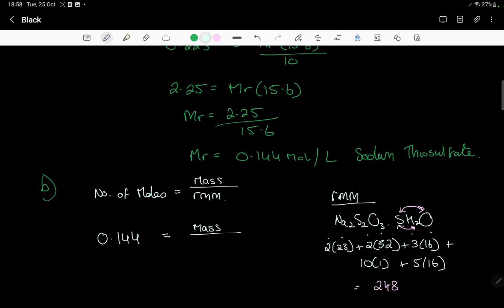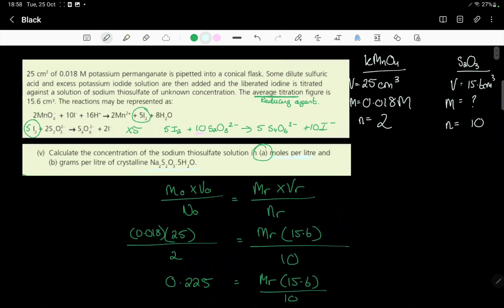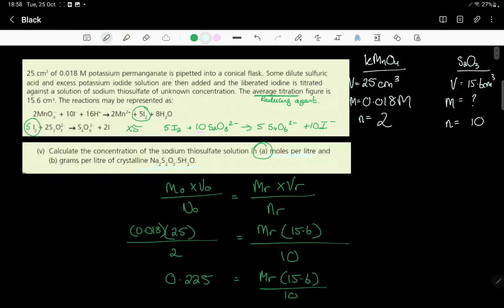So we're going to put 248 in here in the equation. Multiply 248 by our concentration and we'll work out the mass to be 35.712 grams of sodium thiosulfate in a litre of solution. So that's the mathematics part of that question done.